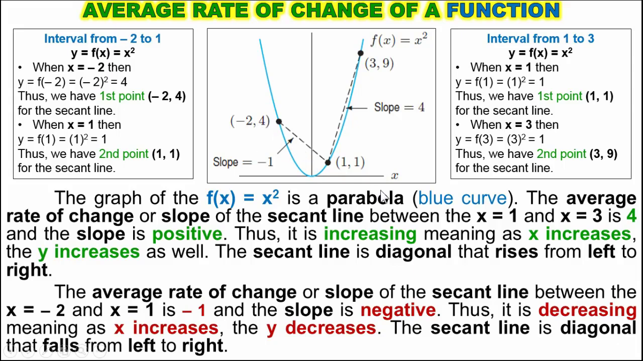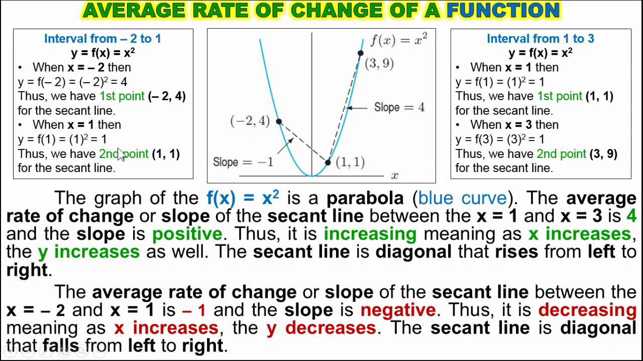To draw the secant line from the interval negative 2 to 1, when the value of x is negative 2, we simply plug into the definition of the function named f. So negative 2 will be the input for x, substitute it to the variable x, and it will become 4. This 4 will be the value of y. Thus, we have the first point, negative 2, 4, for the secant line, which is this point.